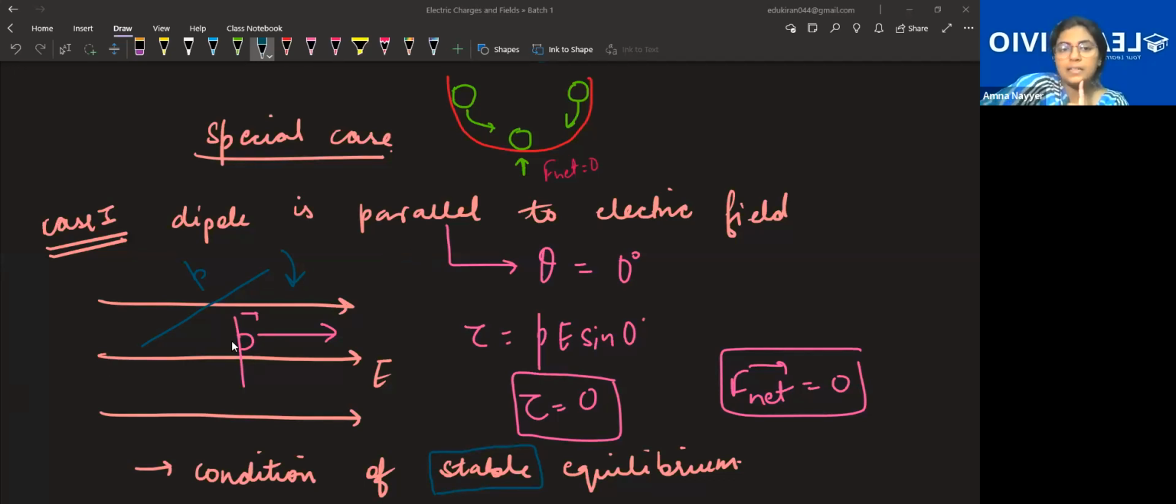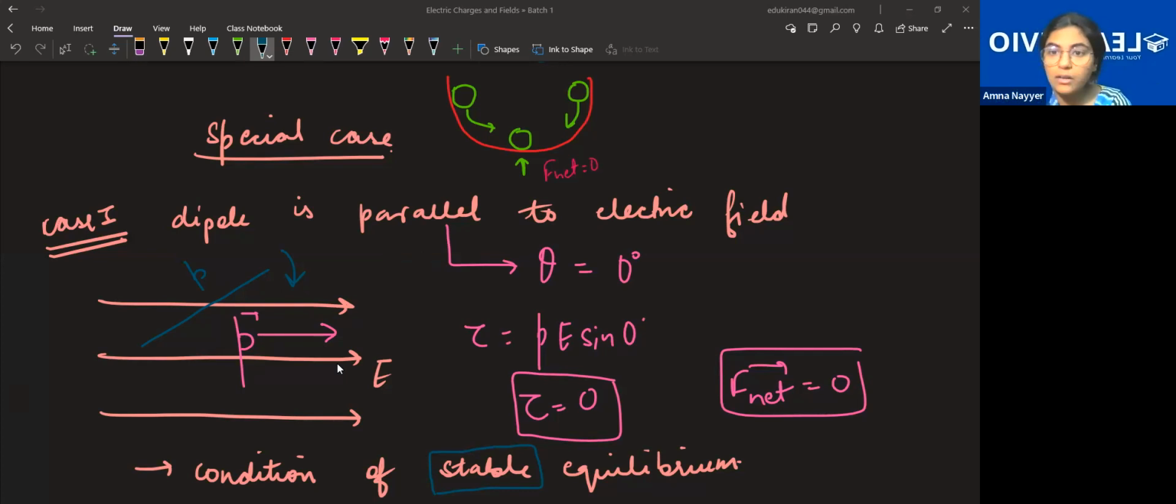Now why is this particular case stable equilibrium? Suppose this was the original position of the dipole, parallel to the electric field. Now I have disturbed the original position. What have we studied in torque? Torque has the tendency to align the dipole to the electric field.